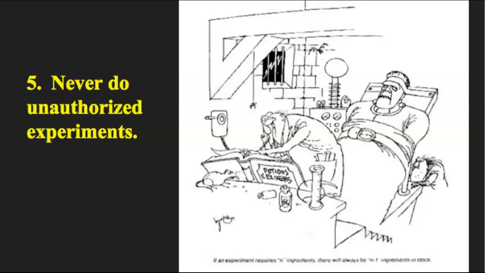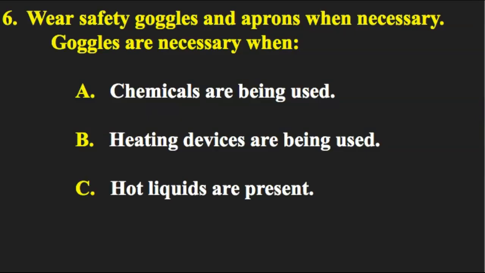All right, number 5, don't do unauthorized experiments. Be careful. We tell you what you're supposed to do in the lab because we want to protect you and keep you safe. The next one, wear safety goggles and aprons when necessary. We'll tell you this in the pre-lab as to when you need to wear them.